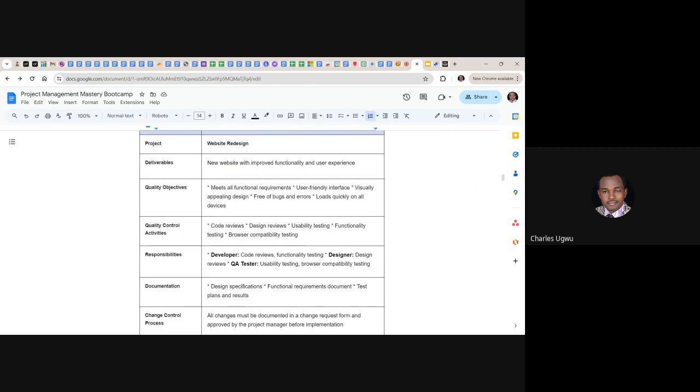Then how do you do quality control activity? For you to control this quality specification, number one, you need to do what we call code review. Then you need to do what we call design review. Then we need to do usability testing. Then you need to do functionality testing. Then you need to do browser compatibility testing. You see, it is specified within this document. That is the quality. So this will help you to work.